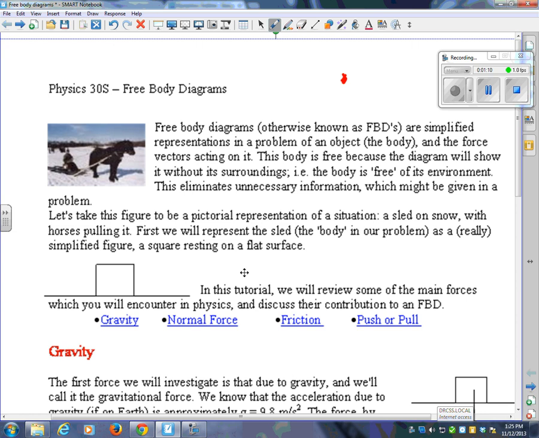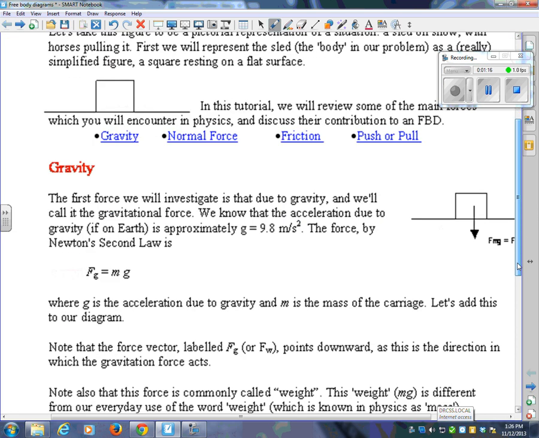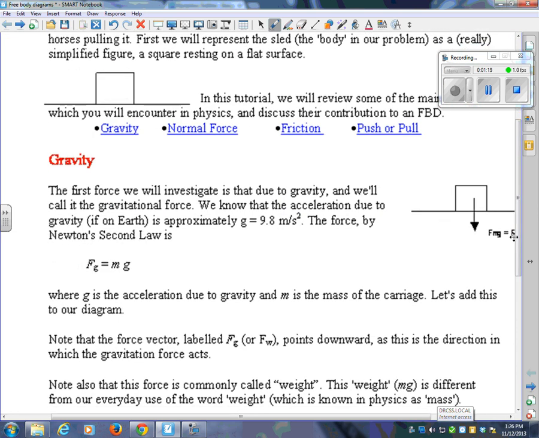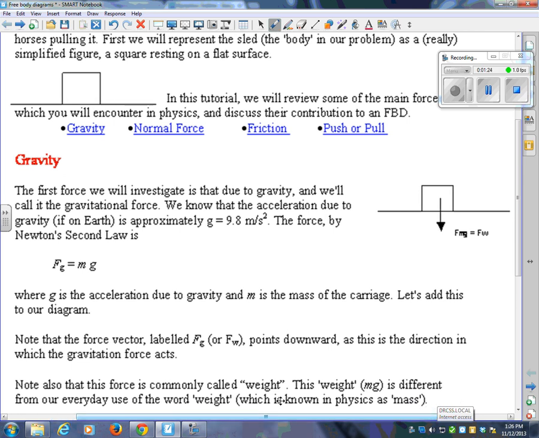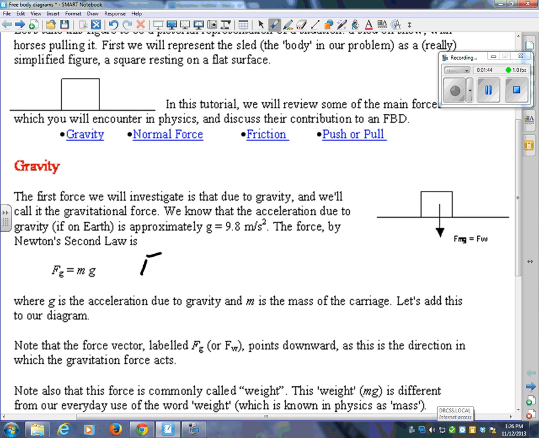In this tutorial, we will review some of the main forces which you will encounter in physics and discuss their contribution to an FBD. So we'll start with gravity. The first force that we will investigate is due to gravity, and we'll call it the gravitational force. We know that acceleration due to gravity upon Earth is approximately 9.8 meters per second squared, and the force by Newton's second law is Fg equals mg. Now this Fg, F means force, and the subscript g stands for gravity. I quite often call it weight force, FW. So if you want to add that in there, that might be a good idea. That's just a habit that I've gotten myself into.